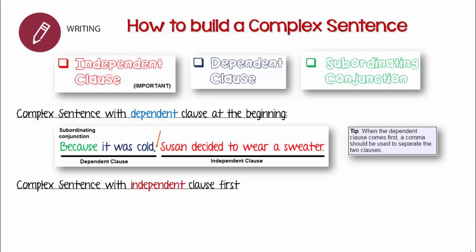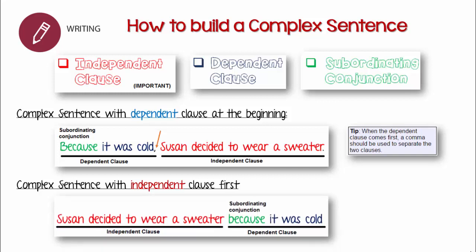Now let's see a complex sentence where the independent clause comes at the beginning. Susan decided to wear a sweater because it was cold. In this case, when the independent clause comes first, a comma should not be used to separate the two clauses. Both complex sentences mean the same, but the first one is considered to be more formal, and the second one is considered to be more colloquial.